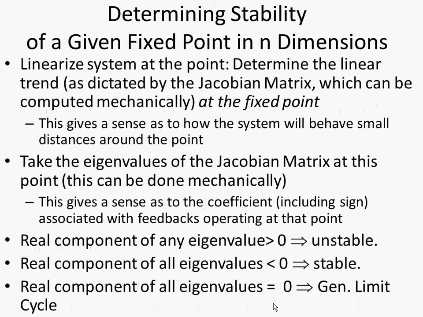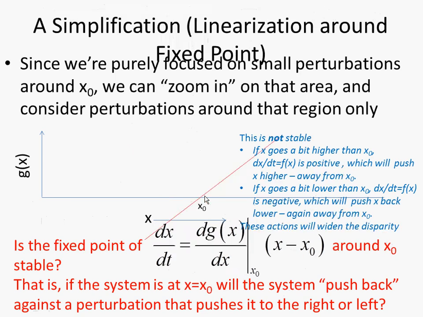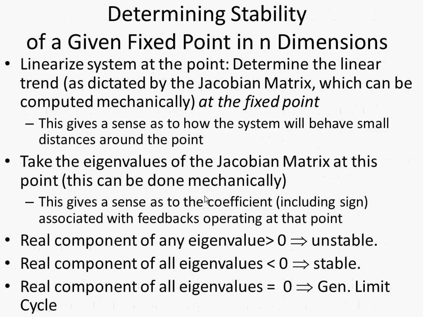So basically, you're going to linearize the system at the point, just like we linearized it here at x0. We linearized it around here. And then we're going to take what are called the eigenvalues of the Jacobian matrix. To understand that is going to require some explanation.